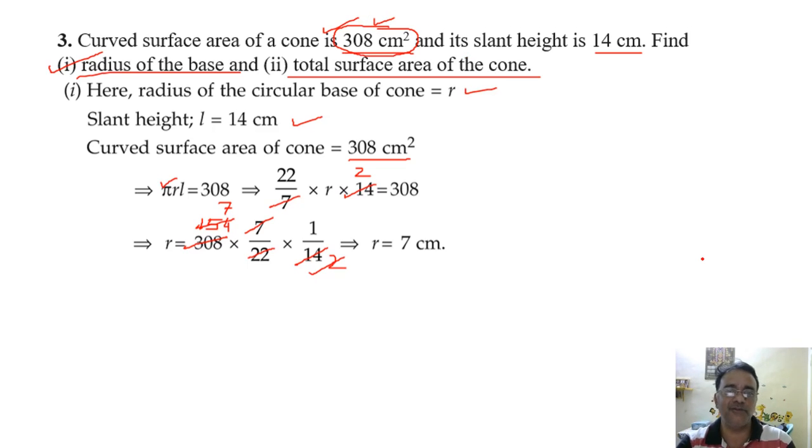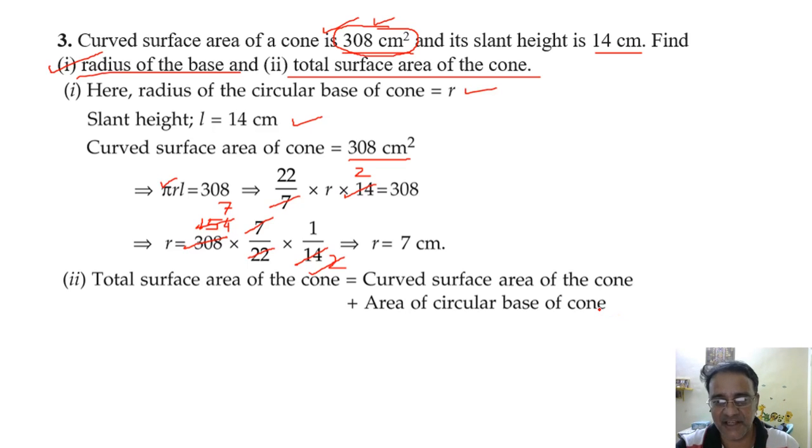So again no need to use the full formula, right? Curved surface area of the cone plus area of base. So 308 plus pi r square. Is this clear? Yes, sir. You can use that formula also, pi r into r plus L. That formula also you can use. But why use that one if the curved surface area of 308 is already given?